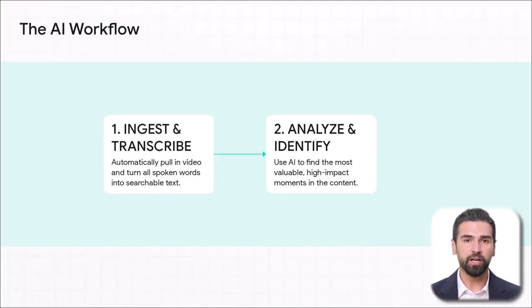Step 1 is the foundation for everything else. Ingest and transcribe. You've got to get your video, whether it's a file on your computer, a YouTube link, a Loom recording, whatever, into a system. And critically, you need to turn all the spoken words into text. That's what makes the content readable and searchable for an AI to work its magic.